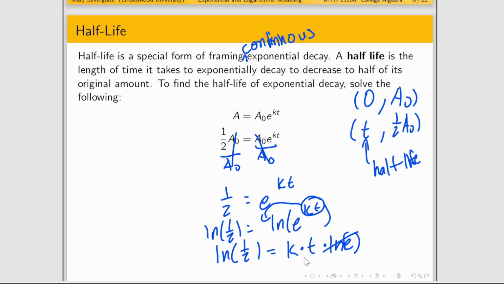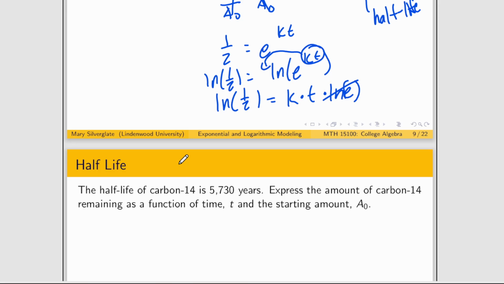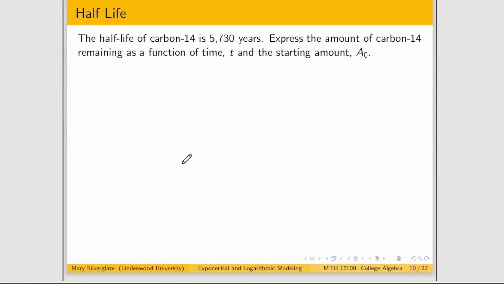And then here, hopefully they either gave you what k was or what t was for that half-life to happen, and then you'd be able to solve for the other. So this would be an example where they actually do that. It says the half-life of carbon-14 is 5,730 years. Express the amount of carbon-14 remaining as a function of time and the starting amount A0.